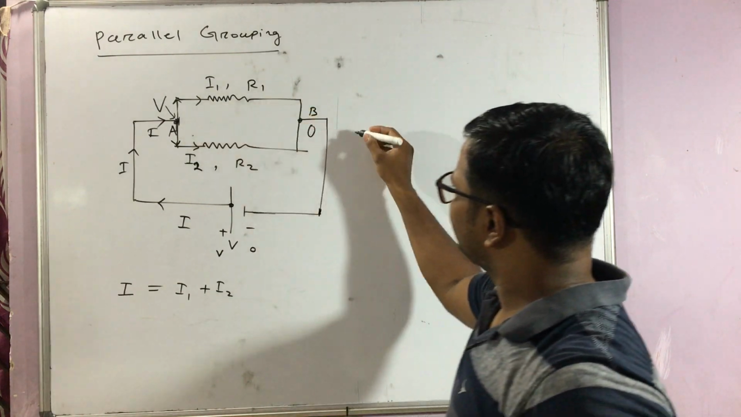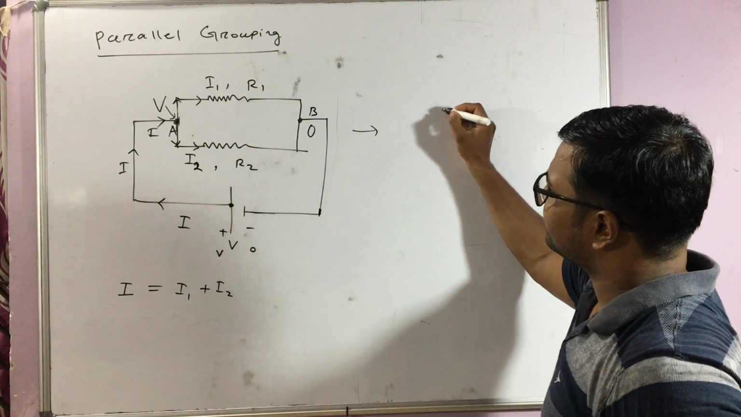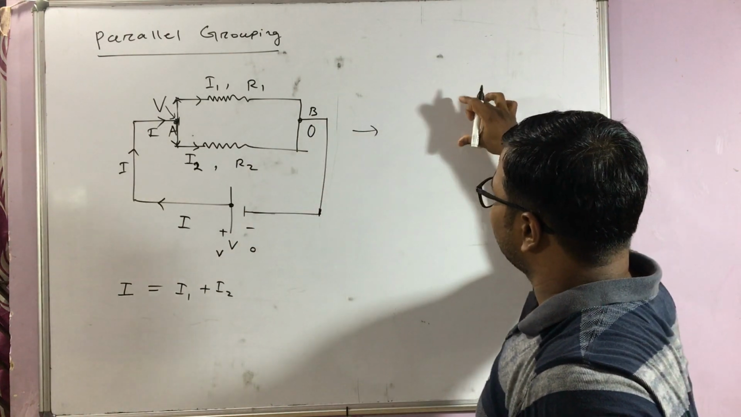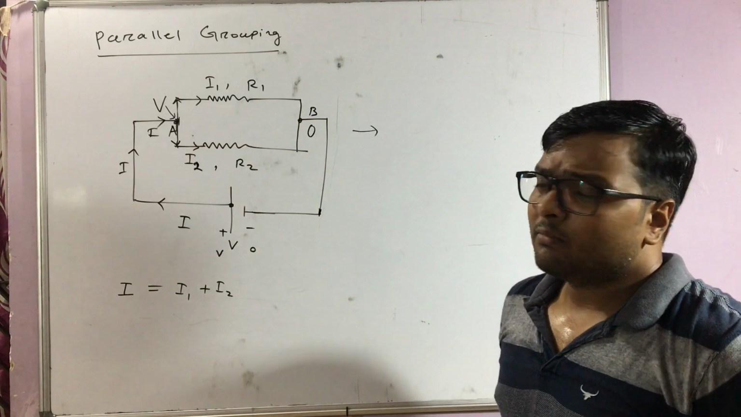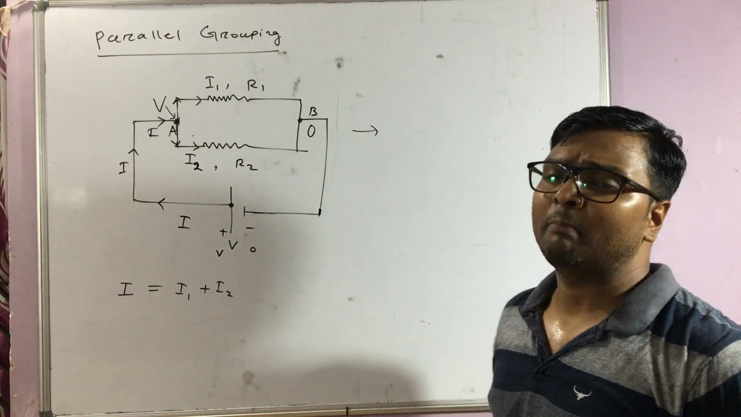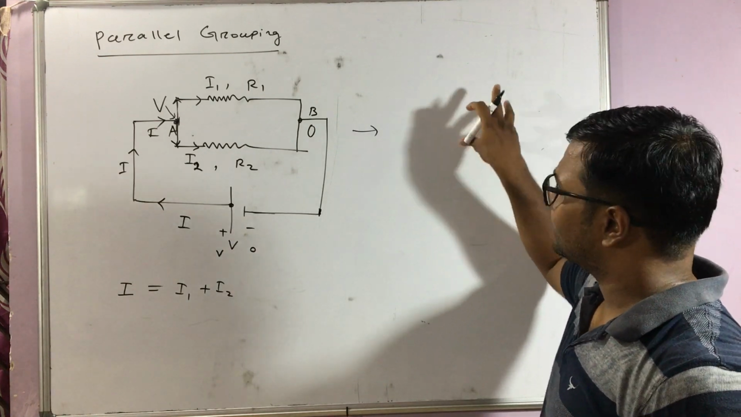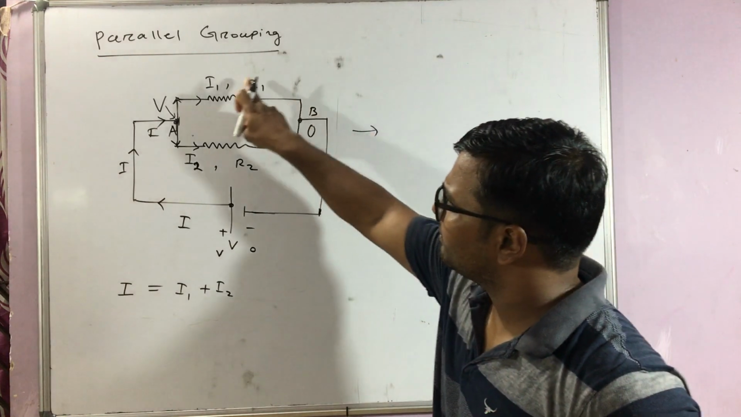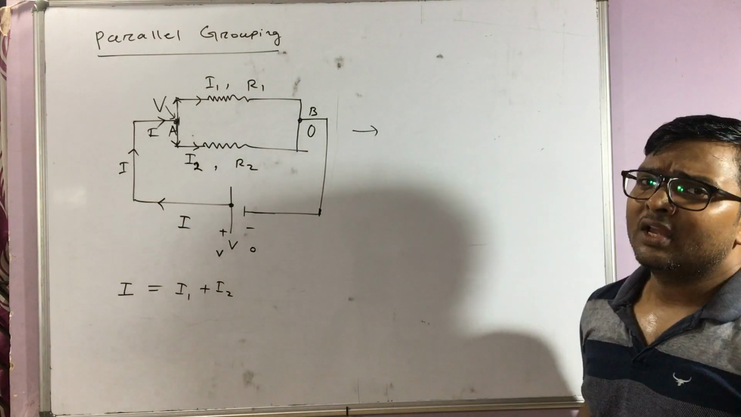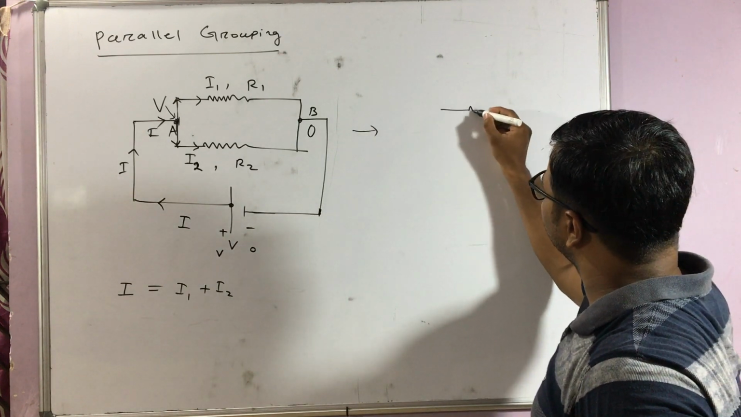Now we can replace the two resistances with a single resistance, that is called the effective resistance. If through that resistance the same I amount of current can be sent by the battery, then only we can say that single resistor will serve the purpose of the two resistances, and that single resistance is called your equivalent resistance in parallel. So let us draw the diagram again.